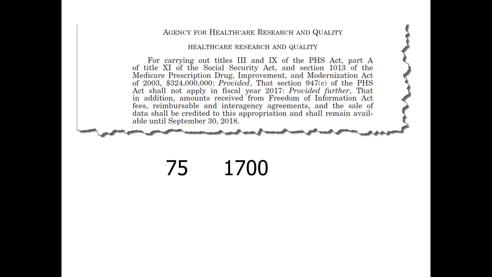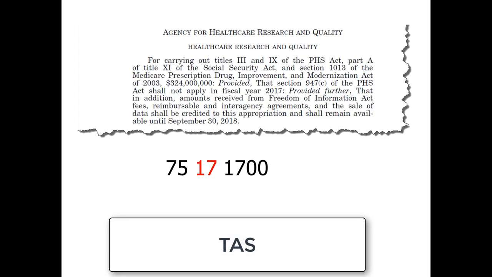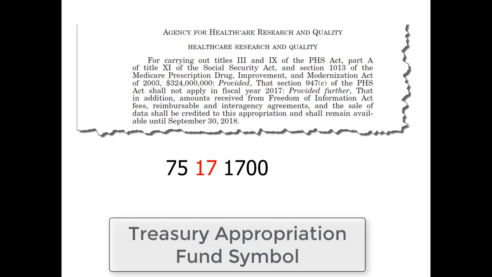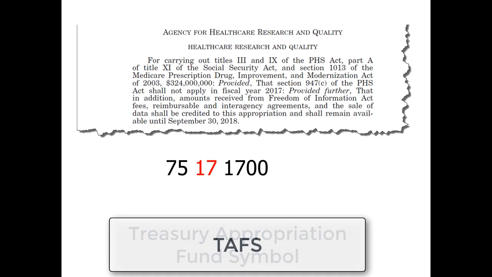So here is our Agency for Healthcare Research and Quality example. Because there's no language making the $324 million available for more than 1 year, the period of availability is only 1 year. Since this is an example of a 2017 appropriation, this is indicated by the 17 between the agency identifier and the 4-digit account symbol. By adding the period of availability, the Treasury account symbol, or TAS, becomes the Treasury Appropriation Fund symbol, or TAFS.